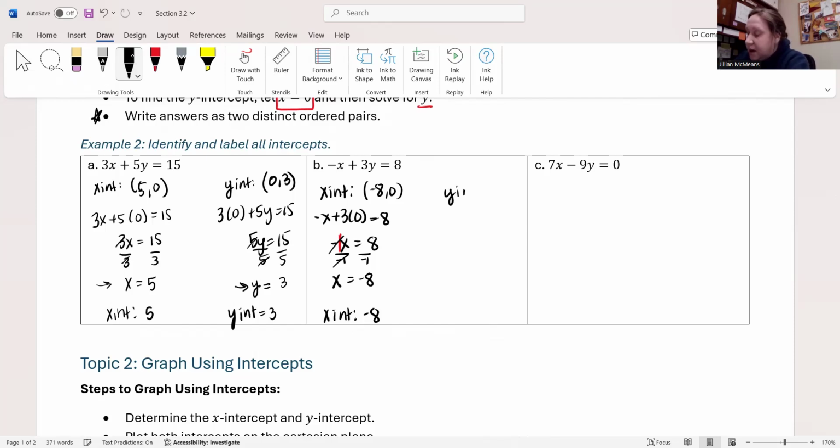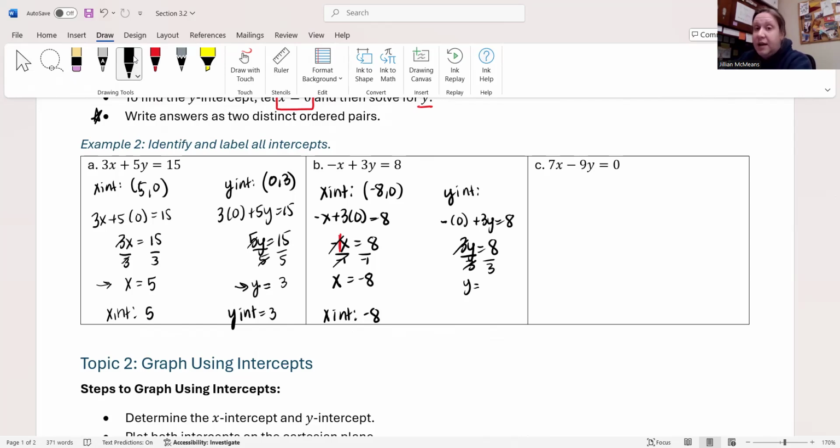Now the y-intercept, very similar, but we let x equal 0. So I get negative 1 times 0 plus 3y equals 8. Well, negative 1 times 0 is just 0. 0 plus 3y is 3y. So 3y equals 8. And then I want to undo the multiplication of 3 and y, so I divide both sides by 3. 3 divided by 3 is 1. 1 times y is y. And then leave it 8/3.